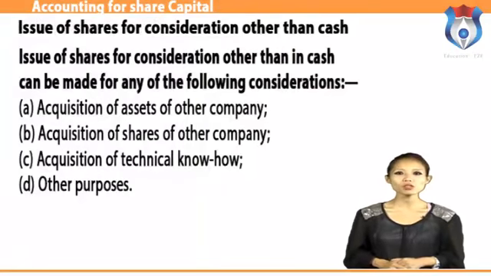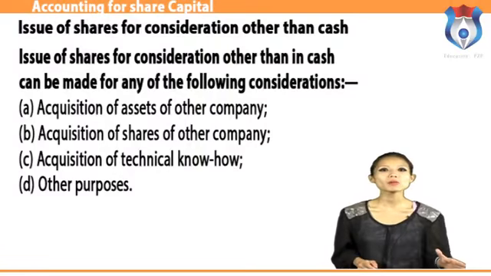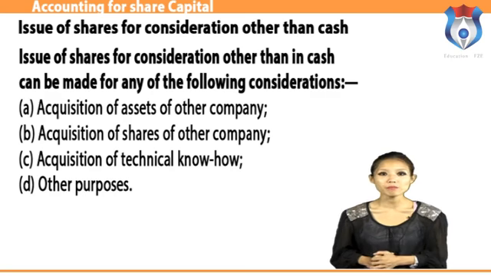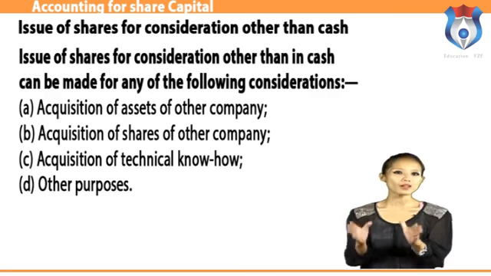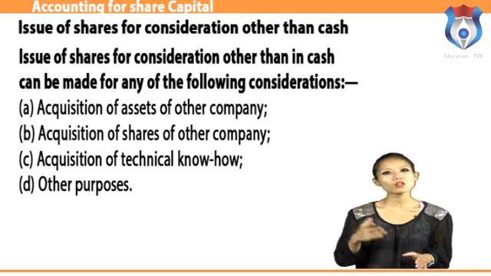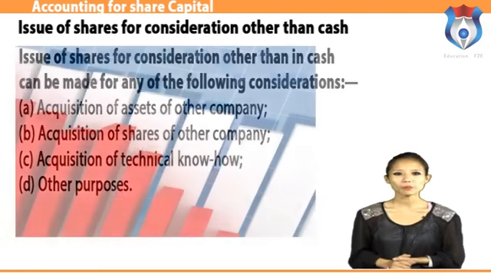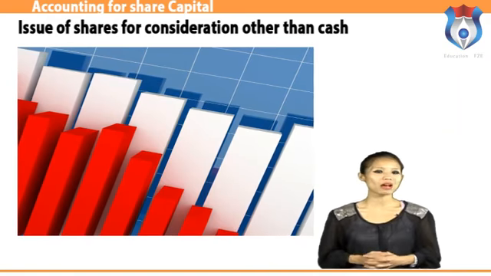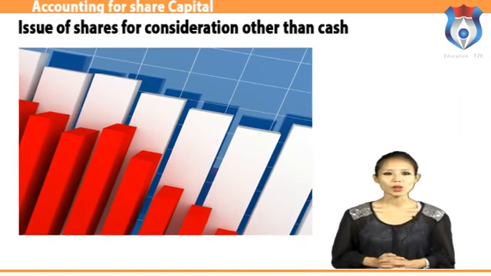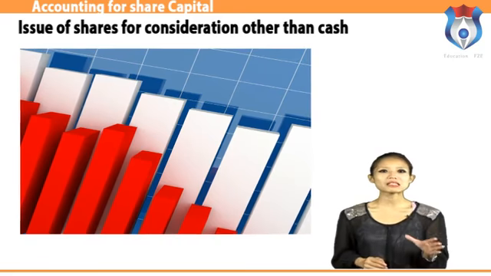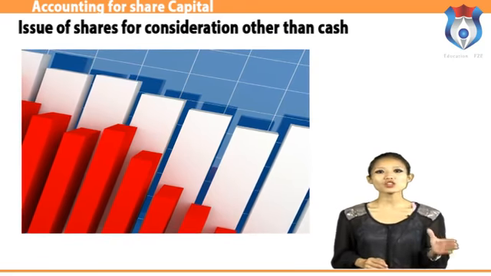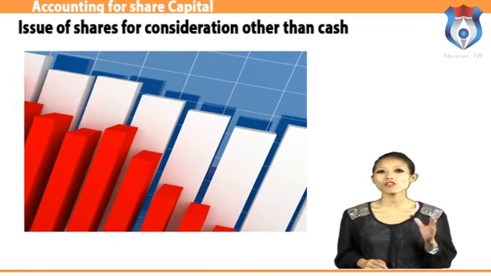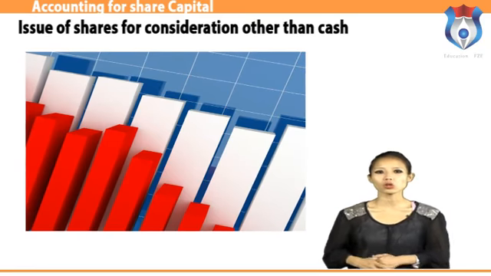Issues of shares for consideration other than in cash can be made for any of the following consideration: acquisition of the asset of another company, acquisition of shares of another company, acquisition of technical know-how, or other purposes. An important aspect to remember when issuing shares for consideration other than cash is valuation. When one refers to valuation in this context, it means valuation of the shares and valuation of the services or asset on the basis of which such shares were allotted.